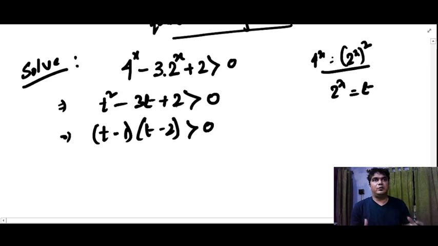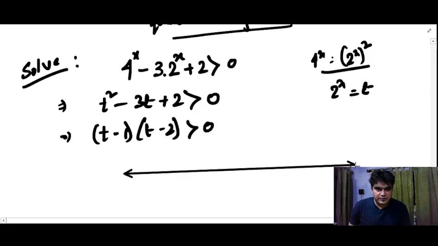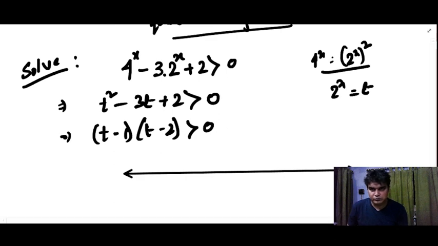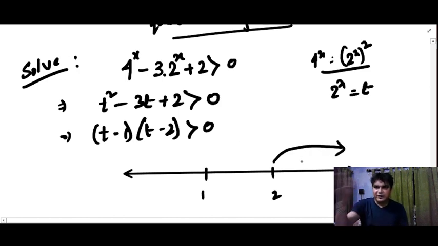So what is the interval of t, or where does t lie? That is what we have to find out. If I put (t minus 1)(t minus 2) equal to 0, I get the values 1 and 2. First of all, I'll mark 1 and 2. If I take any value of t greater than 2, say 3, then 3 minus 1 is positive and 3 minus 2 is positive, so it satisfies the inequality. So t can be greater than 2.